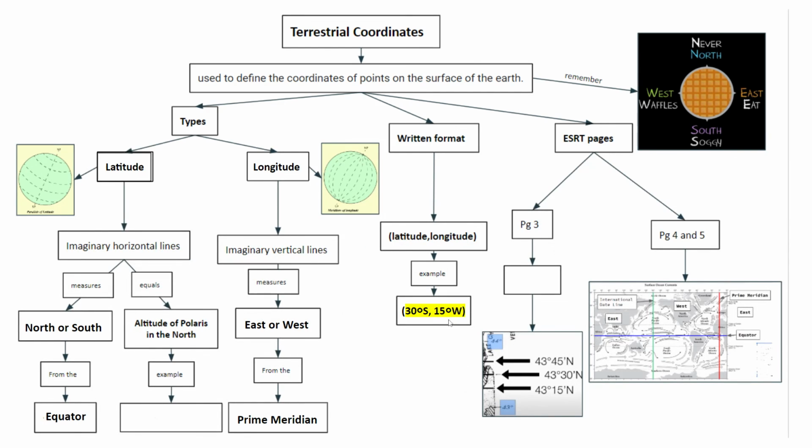So let's write this example down in our note packet. So the written format for terrestrial coordinates are latitude, then longitude. For example, 30 degrees south, comma, 15 degrees west.